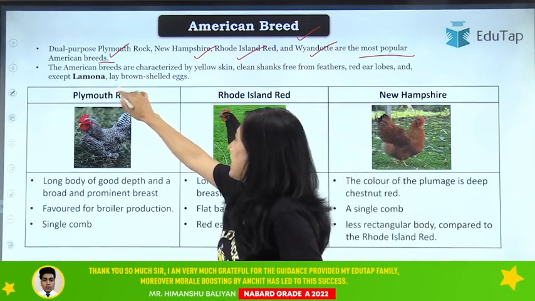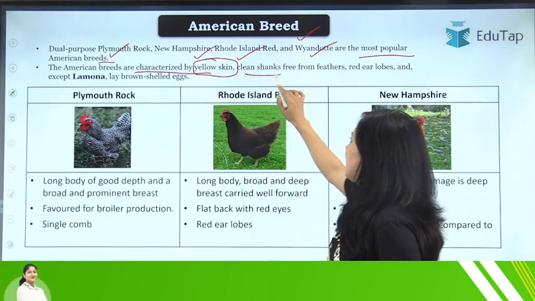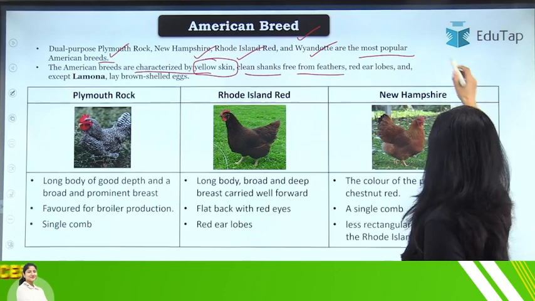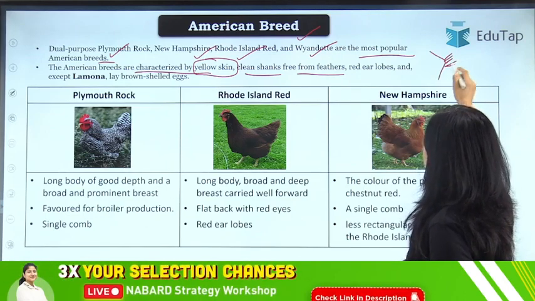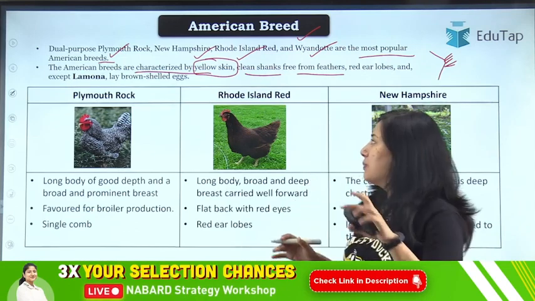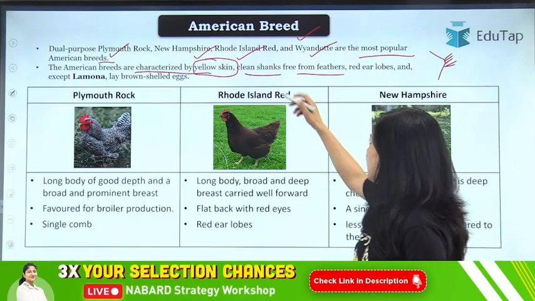Then, American breeds are characterized by yellow skin. They have yellow skin and clean shank, free from feather. Basically, shank is the part of the leg. You might have seen that a few flocks have feathers on their shanks, part of the leg, but American breeds do not have any feather on their shank. They have a clean shank.